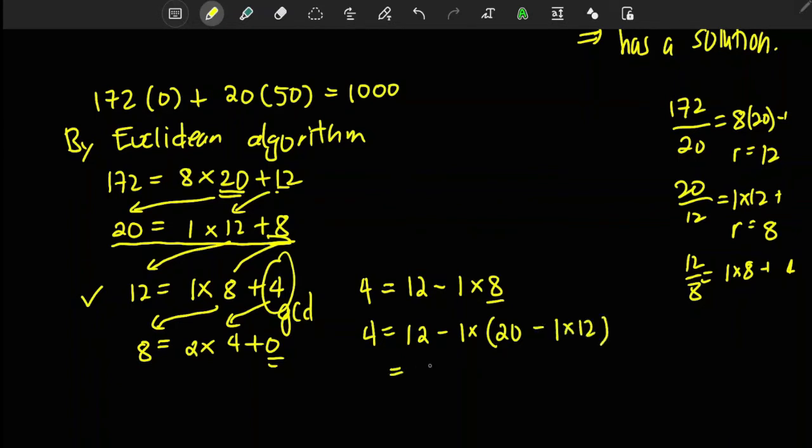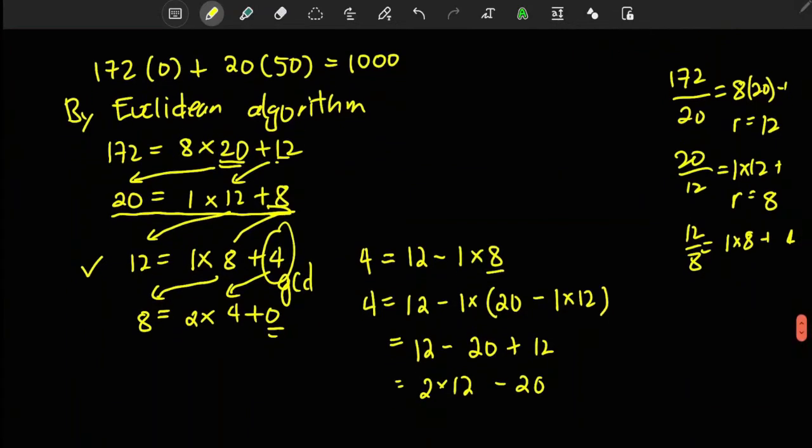To simplify, we have 12 minus 20 plus 12. So we have 2 12, so that's equal to 2 times 12 minus 20. So do not simplify this value. Remember, what we want is to express 4 in terms of the original values A and B. So what we're doing is just we're substituting these values here. So those are the remainders that we got a while ago. So you do not evaluate 2 times 12 to get 24. You just treat them somehow like a variable.